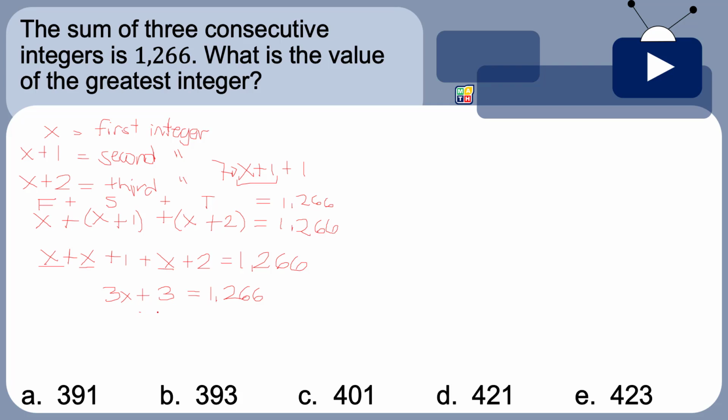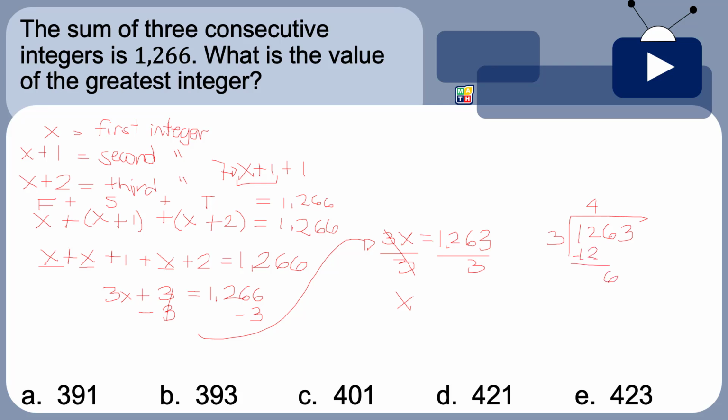This is equal to 1,266. Now, let's subtract both sides by 3 to remove that. You will have 3x is equal to 1,263. And then, if we are going to divide both sides by 3 to retain x, you're also going to divide this by 3. If you would like to, you can use the long division, if you're not confident with your actual mental math computation. 4 times 3 is 12. That's 0. Bring down 6.